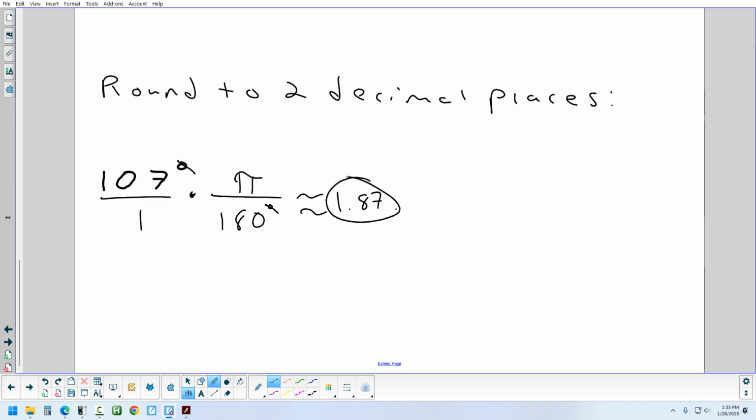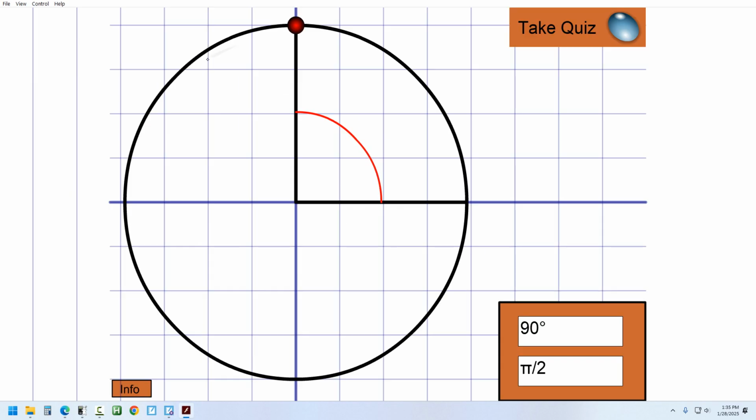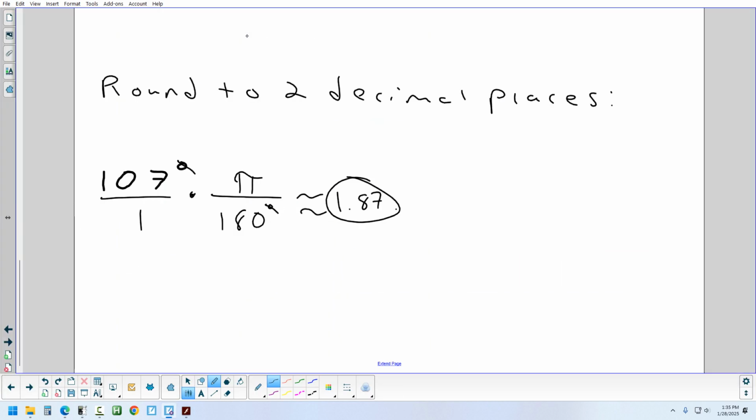How did I not get that? All right, and then if we check it, let's go to 107. 107 degrees is about 1. I typed 107. Oh, silly goose. Okay, so that's converting to radians.